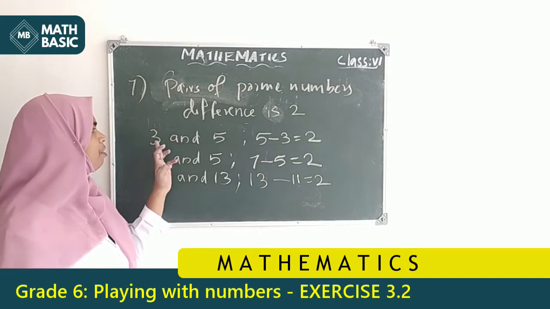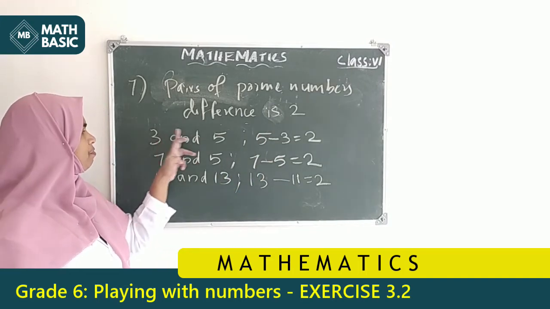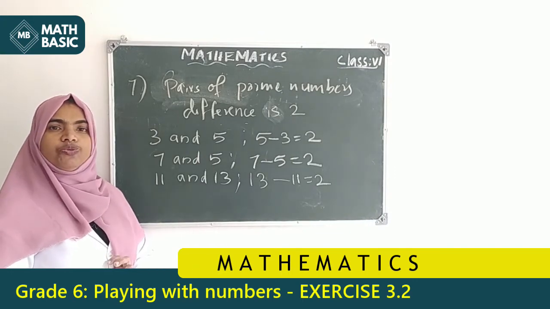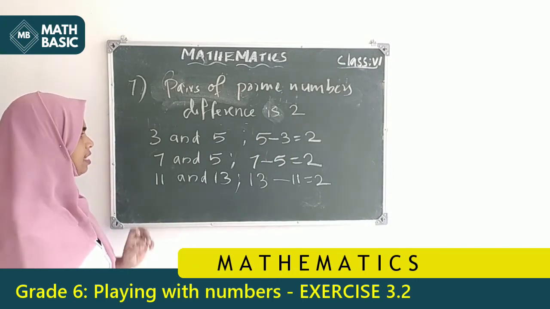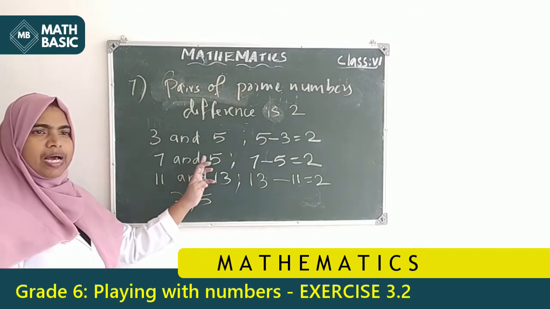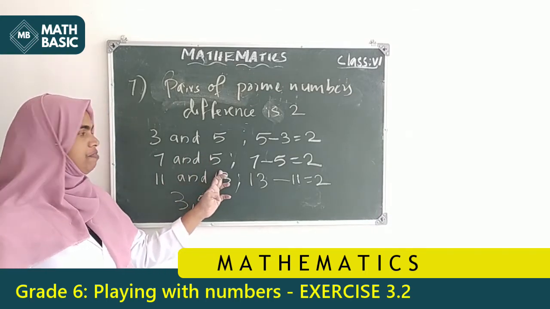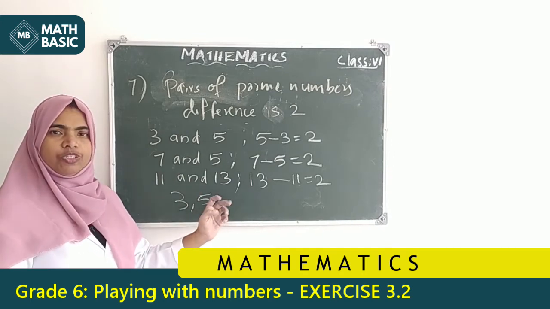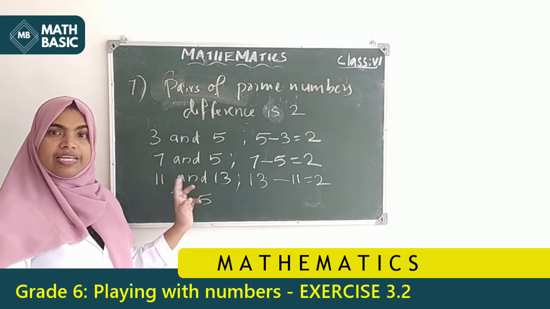In these three cases the difference is 2. This type of numbers, 3 and 5, 5 and 7, 11 and 13, are twin primes. Their difference is 2.